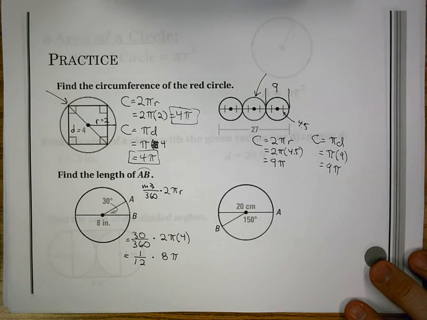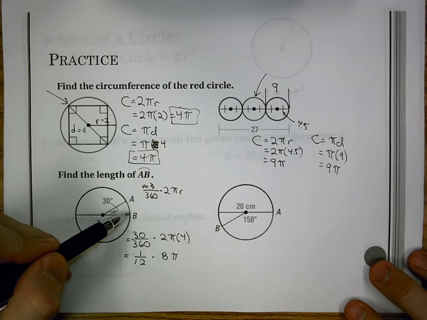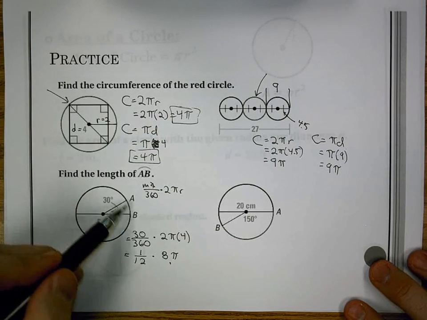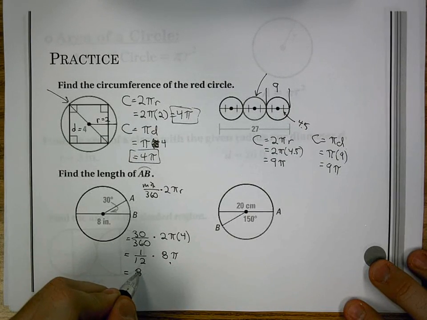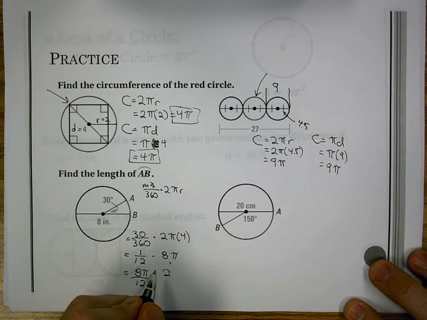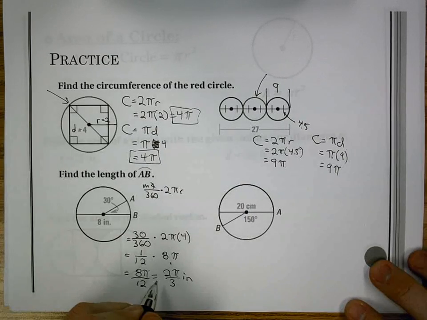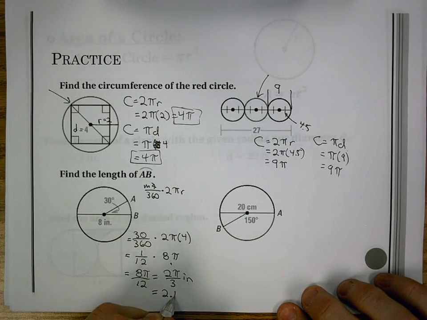30 over 360 reduces to 1/12, so we're actually looking at 1/12 of the circle here. The distance around the circle is 8 pi, so 1/12 of 8 pi will be this distance. That becomes 8 pi over 12, which we can reduce to 2 pi over 3, and that is inches. We can approximate that: 2 times pi divided by 3 is approximately 2.1 inches.